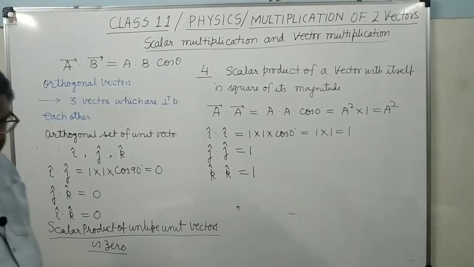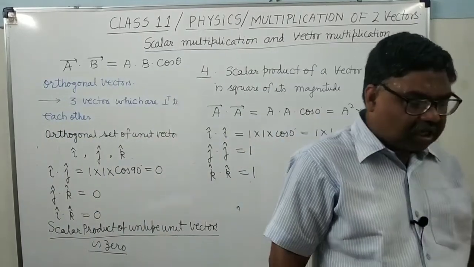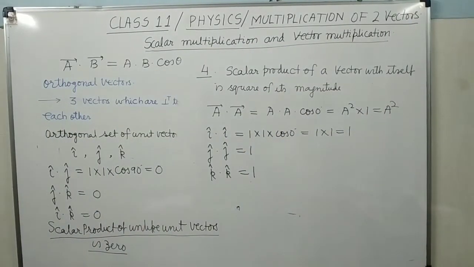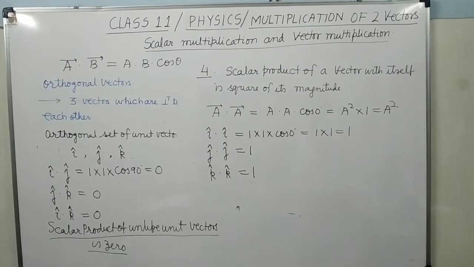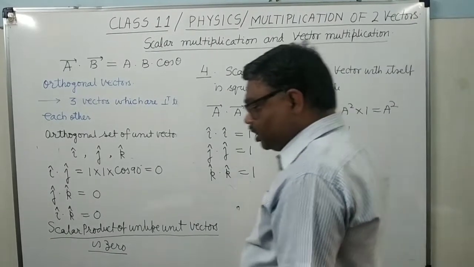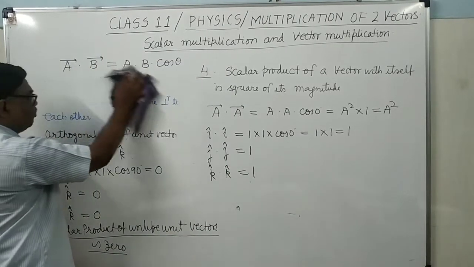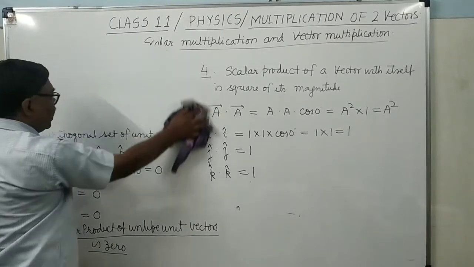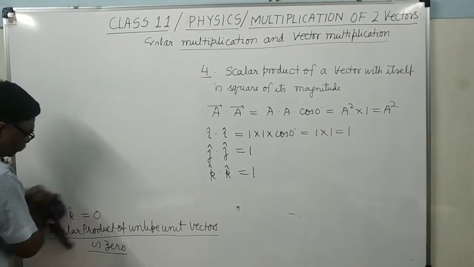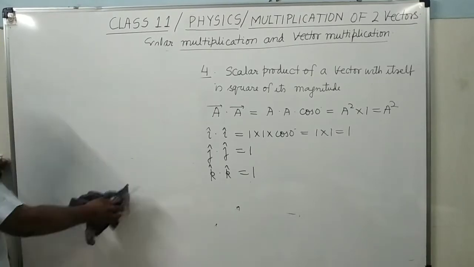Now after this, suppose two vectors are given in ijk form. Now how will you find their scalar product? Vector A equals a1 i plus b1 j plus c1 k. It is given like this. The other vector is also given like this. Then how will you find their scalar product in terms of the x, y and z components? So I am taking one example here.